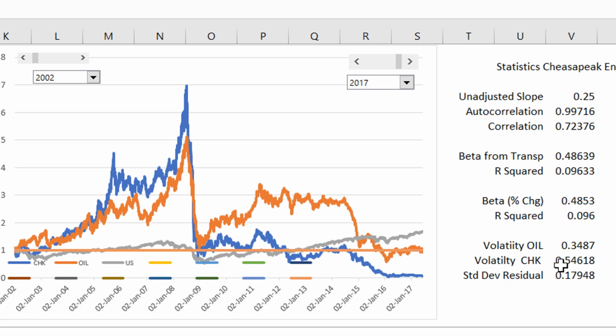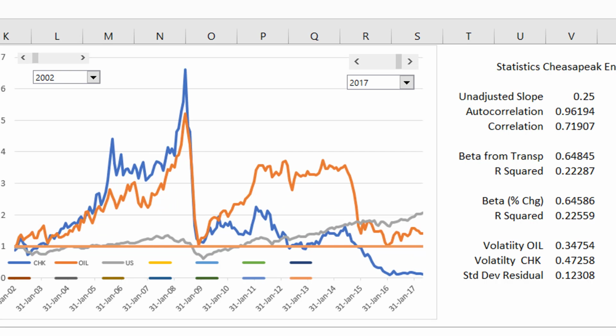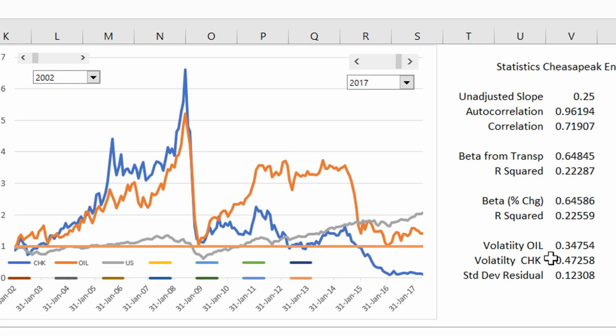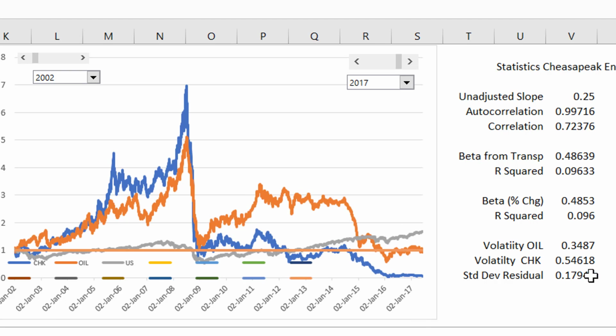Now, the volatility in the price of oil, let's look at that one. If we take it on a day-by-day basis, 34%. If we take the volatility on a month-by-month basis, it's still about 40%. But look at the stock price. The volatility on a day-by-day basis is 54%. And if we make the volatility on a month-by-month basis, it goes down to 47%. And the most interesting thing of all, perhaps, is this residual thing. It's 17% left over.